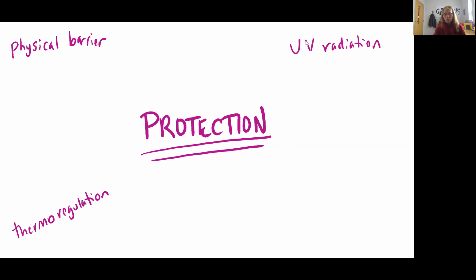Ultraviolet radiation protection is an important job of the integumentary system. We have special cells called melanocytes that produce the pigment melanin, which is important in ultraviolet radiation protection.